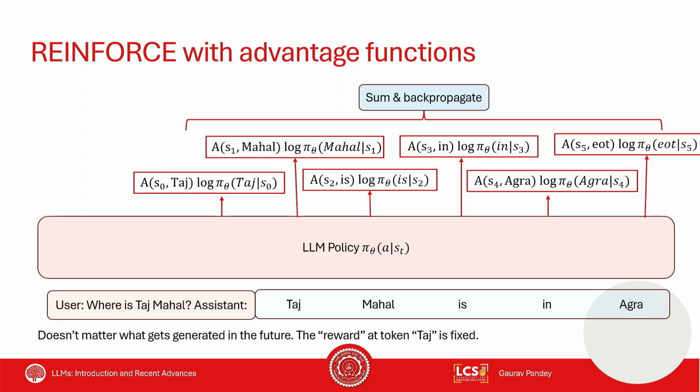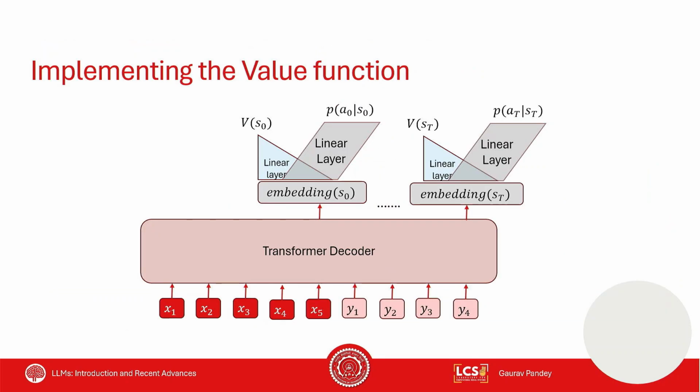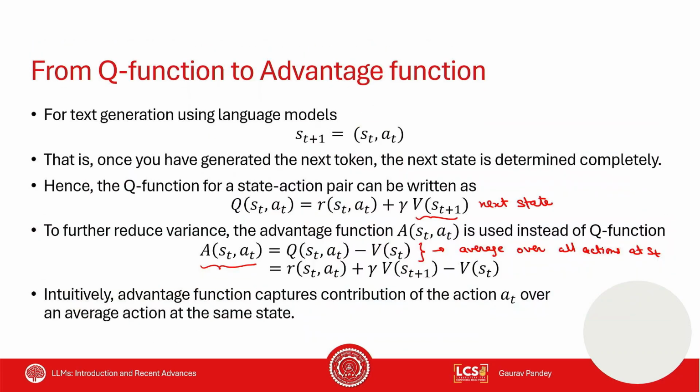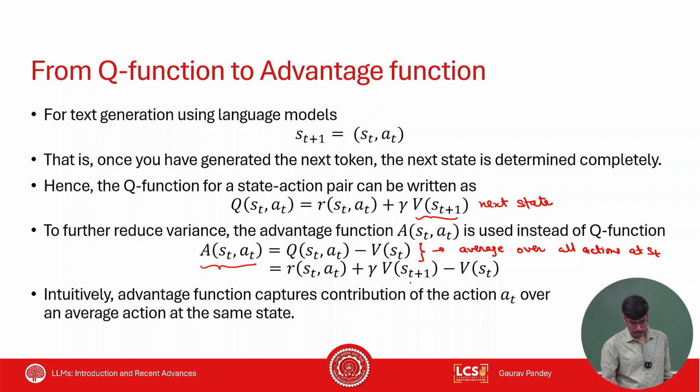So this is ultimately what REINFORCE with advantage functions looks like. Initially we had the reward getting multiplied by the log probability of the tokens. Then we had the Q function getting multiplied, and now finally we have the advantage function times the log probability of the tokens. In the previous slide I showed that the advantage function can be computed only from the value function. All you need to know is, given that I am at a particular state, what is the value of that state. If you know the value, you can compute the advantage as follows: the reward plus the value of the next state times the discount factor, minus the value of the current state.